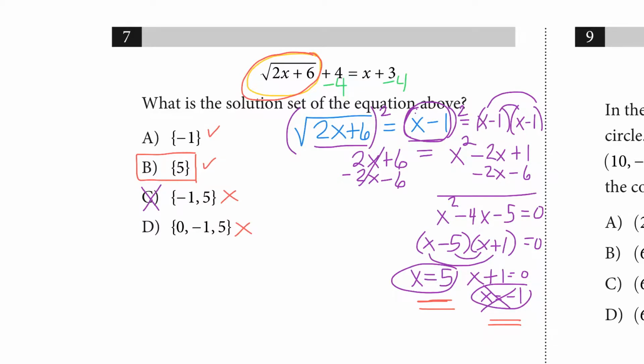So then what you do is plug -1 into the equation, and you find out that it doesn't work. So 5 is the answer. You can plug 5 in here. 2 times 5 is 10, plus 6, square root of that, plus 4 is equal to 5 plus 3, which is 8. So you're going to have the square root of 16, which is 4, and 4 plus 4 equals 8. So this is the only one that works. Okay, and so the correct answer was B for number 7.